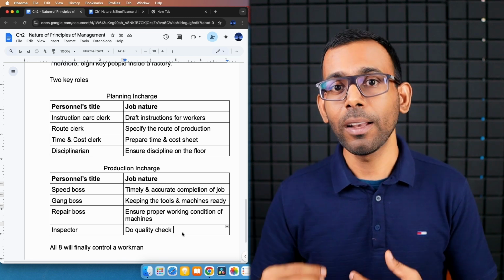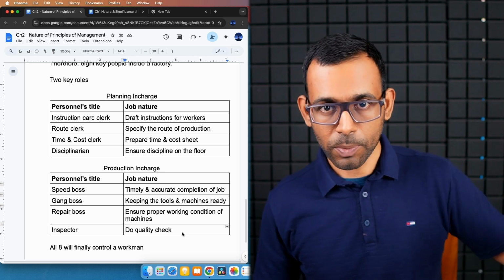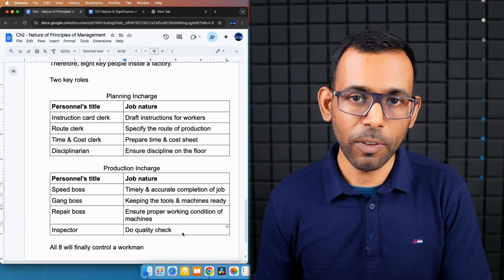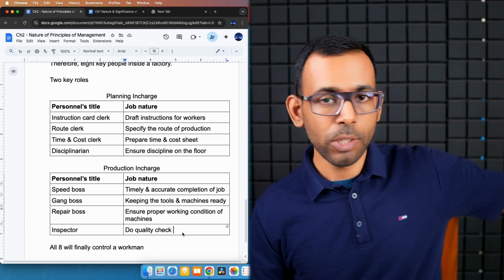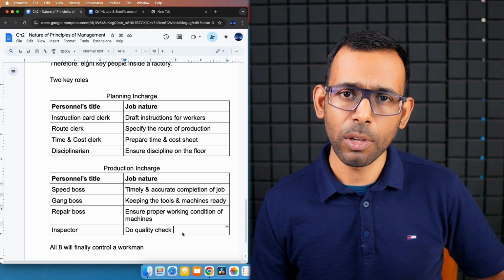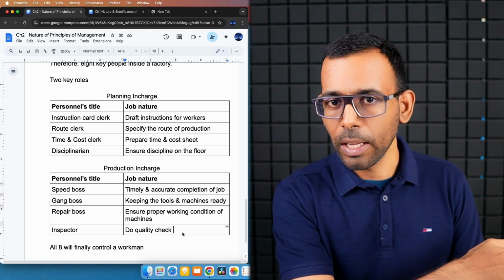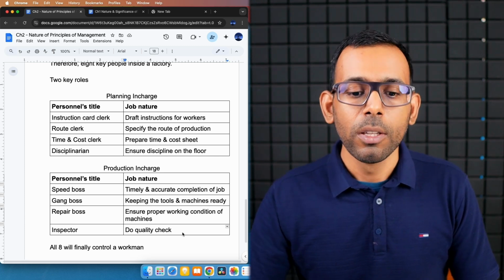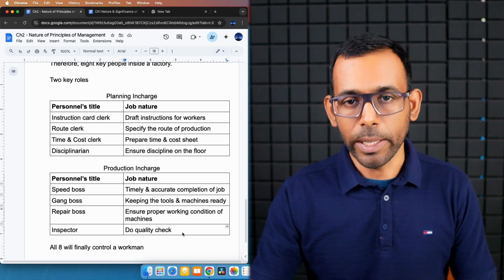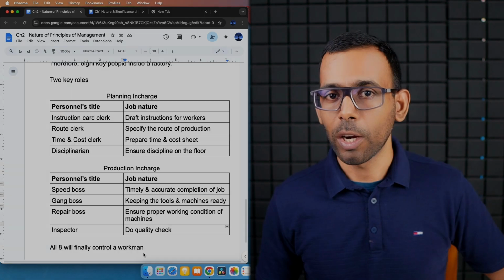Because they will have to immediately give the feedback in case, let's say, one set of 10,000, 15,000 chips have come and all of them have been fried too much, beyond quality specification. Then the inspector will immediately stop the production line, so that they will rectify it, maybe lower the temperature of the oil or change some other variable, so that the chips that are subsequently coming don't get deep fried. So that's exactly how the inspector does the work. He does quality check. So all put together, these 8 people will directly control every other workman in the factory.